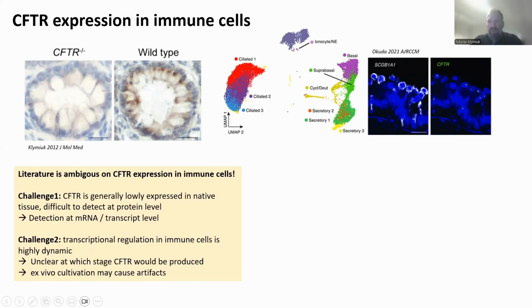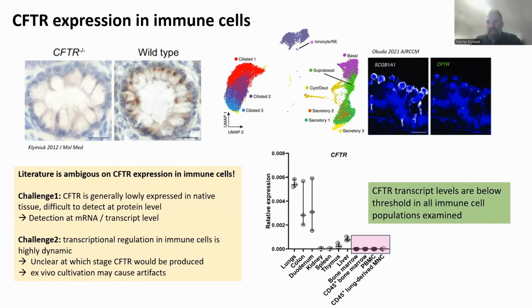More sensitive immunofluorescent assays and single-cell RNA-seq assays clearly reveal why this is the case. First, you have a very, very small population of CFTR expressing monocytes, and second, the expression of CFTR in there is relatively low. And the second challenge we faced is that obviously transcriptional regulation in immune cells is highly dynamic. So it is quite unclear at which stage CFTR would be expressed and whether cultivation may affect aggregated CFTR expression. So for this reason, we focused on freshly isolated native tissue, and there we saw expected CFTR expression in the major CFTR organs, lung, intestine, also a bit in the liver and so on, but CFTR transcript levels were below threshold in all immune cell populations examined.